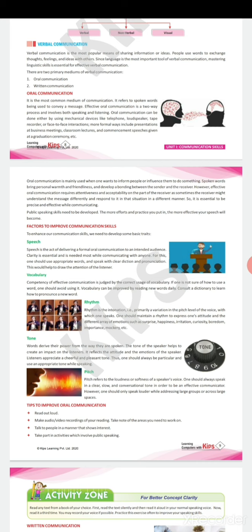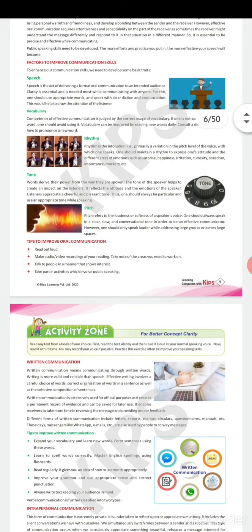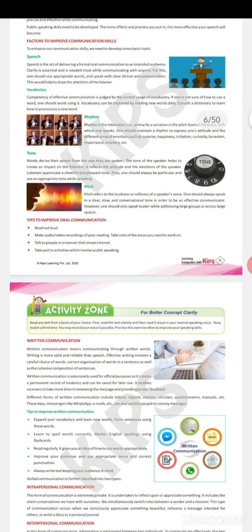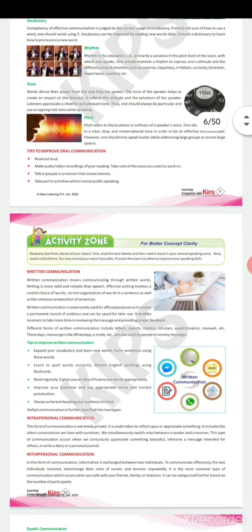So what are the tips to improve your oral communication? First thing is read out loud. Make audio video recording of your reading. Take note of areas you need to work on. That means record it, listen to it, and if you think you need to improve, take a note of that. Now next, talk to people in a manner that shows interest. If you show interest, then only in return they will show interest in your content. Now next, take part in activities which involve public speaking.